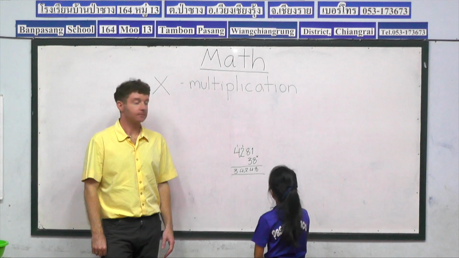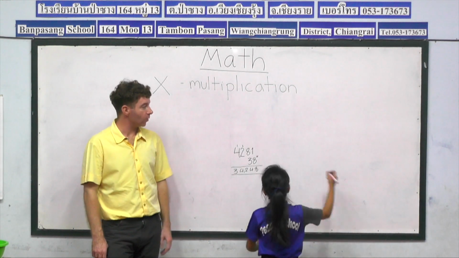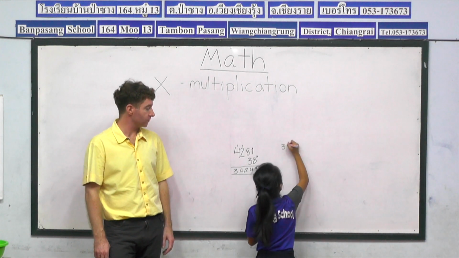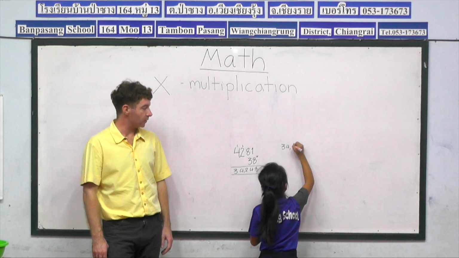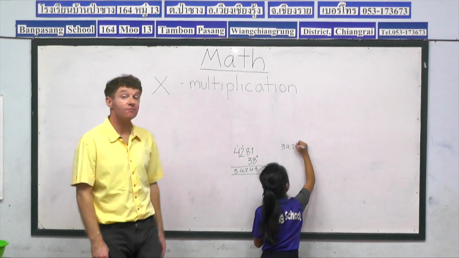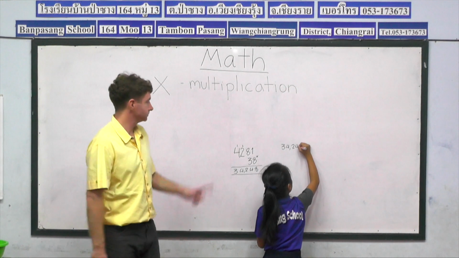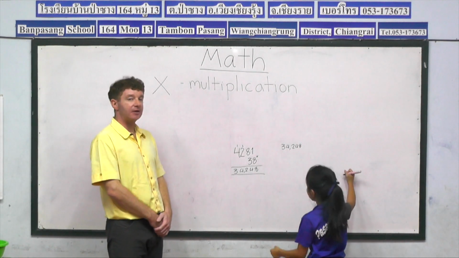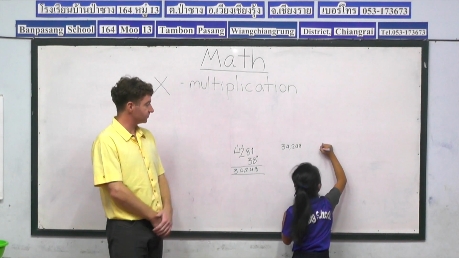34,248. So Prau, we can write answer 1 over to the side, so we can keep a note of it. 34,248. Now, calculation number 2 with the tens.